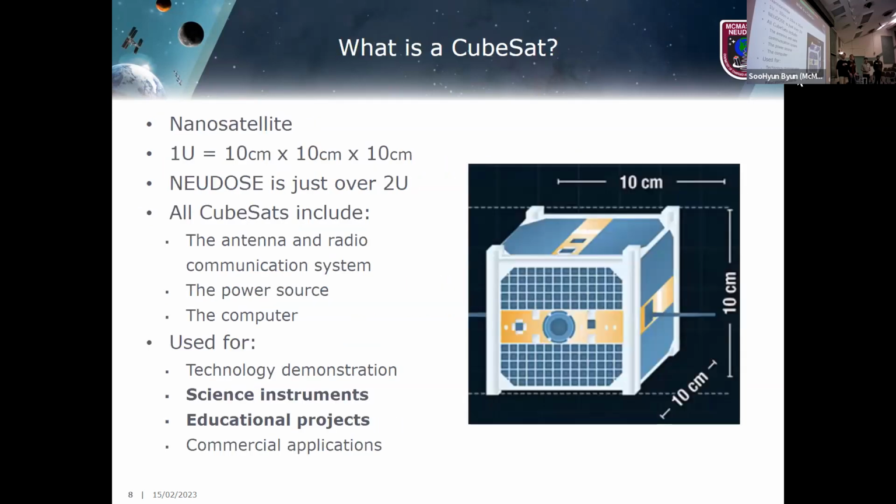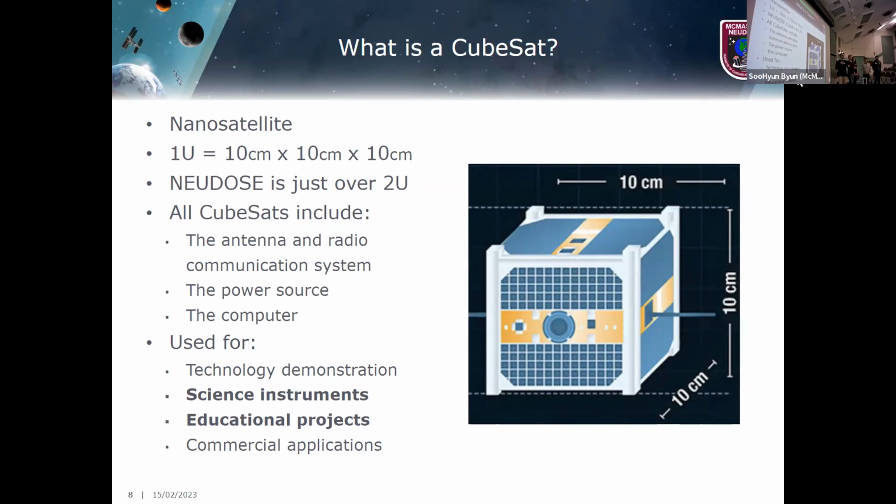And then what is a CubeSat? A CubeSat is a nanosatellite, a small satellite. As you can expect, sending things to space is very expensive. So why would you send up a big satellite when you can send up a small satellite that can do close to the same amount of things? That's what a CubeSat is. And CubeSats are measured in standardized units. The metric that we use is 1U, which represents a 10 centimeter by 10 centimeter by 10 centimeter cube. So the NEUDOSE satellite is just over 2 of these units.